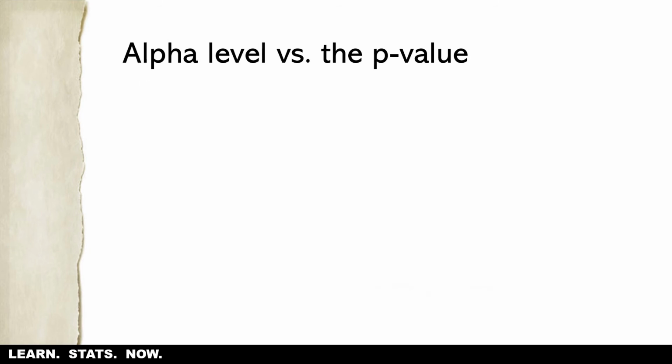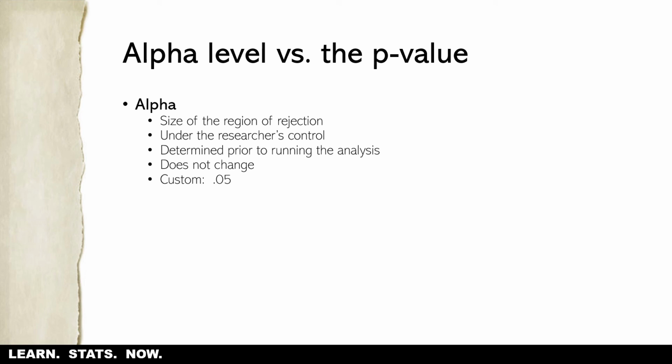Now, let's distinguish very quickly between the alpha level and the p-value, and we'll be talking more about p-value later, but it's good to discuss it quickly here. The alpha level only refers to the size of the region of rejection. It's under the researcher's control. It's determined prior to running the analysis, and it doesn't change. Now, the custom has been to set it at 0.05, although there may be some good reasons to set it at a different level, at 0.1 or 0.01, really depending on the nature of the experiment. But usually what you'll see is that it's set at 0.05. So when we run the experiment and we run our analysis, that's where the cut point tends to be, at 0.05.